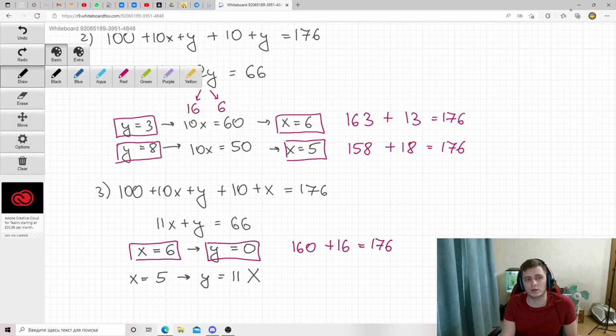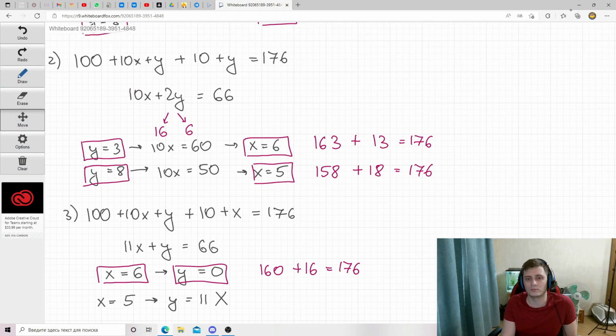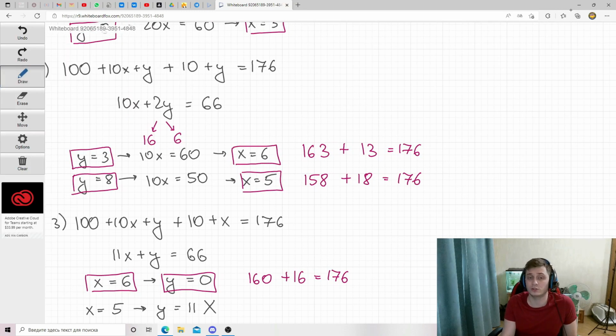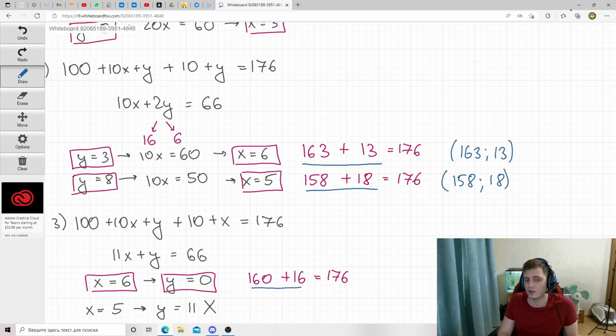So, we have our couples of numbers, which are the answer to our task of the week, and they are the following: 163 and 13, 158 and 18, and 160 and 16. This is the answer to this task of the week.